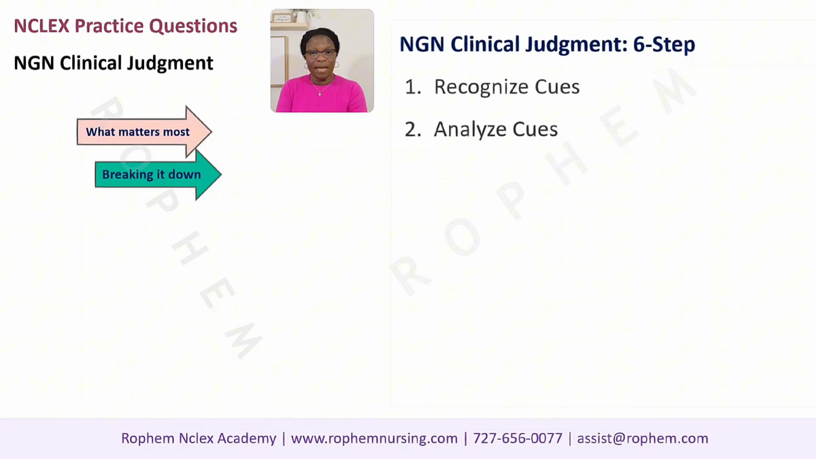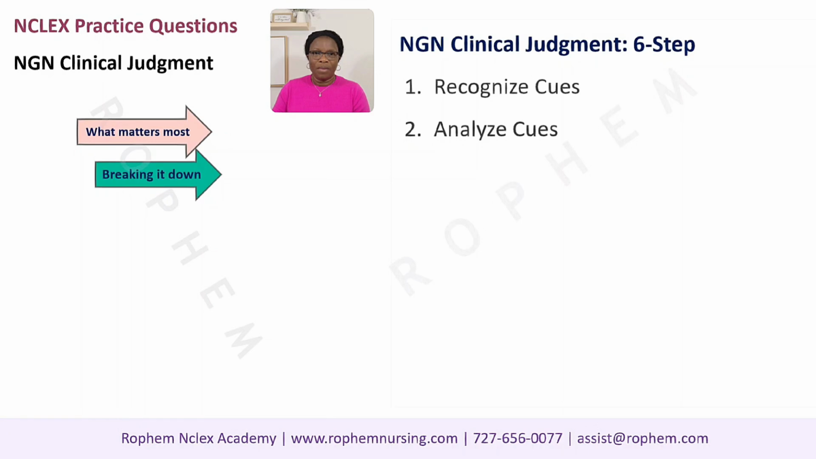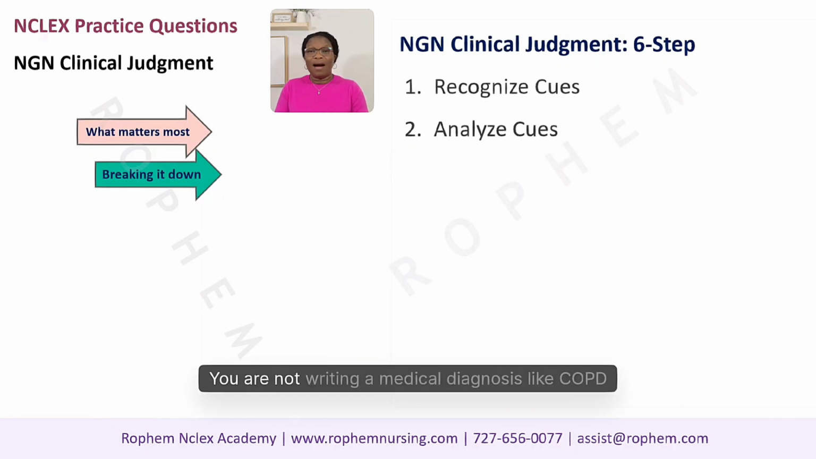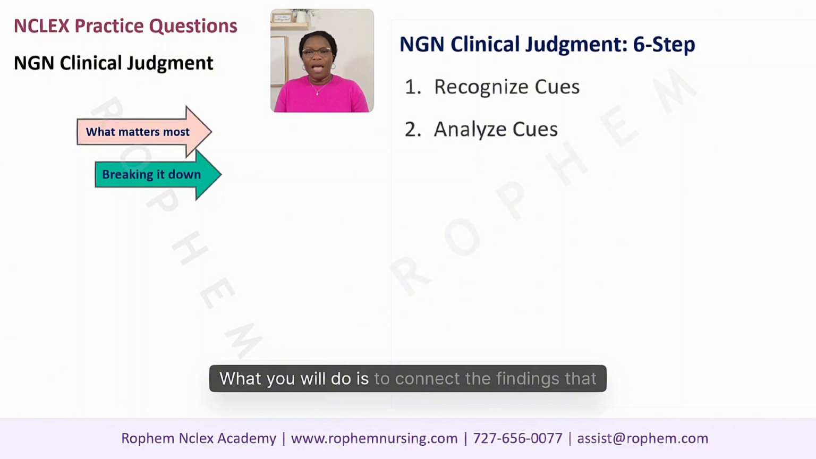Then in step number two, you will analyze the cues by breaking down the connection between the information you identified and the client condition or their history. You will need to think about what the findings tell you about the patient condition at that time. In this particular step, this is what you will do. You are not writing a medical diagnosis like COPD or hypertension. What you will do is to connect the findings that you recognize with the client health condition.